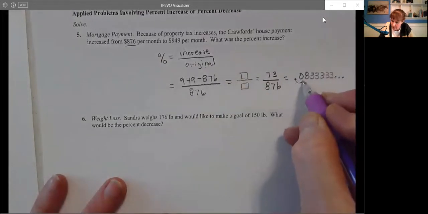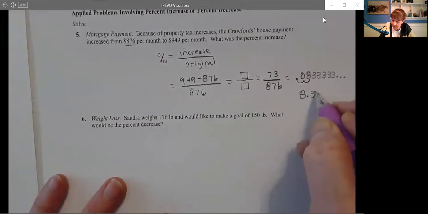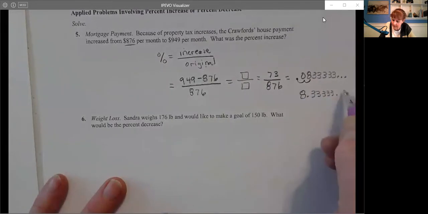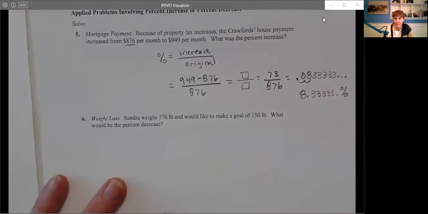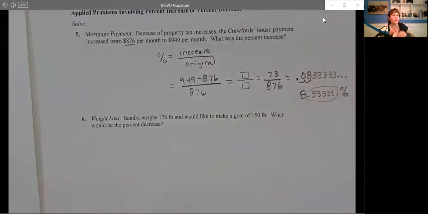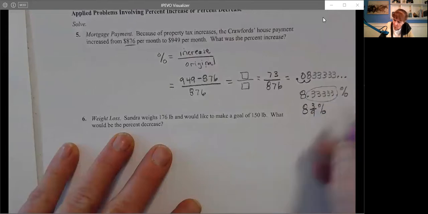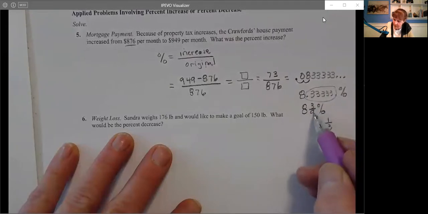So we're going to move this over twice. So we have 8.3333 repeating percent. Well, this right here is 3/9. Remember, like if you have 0.4444, it's 4/9, 0.55555, it's 5/9, 0.33333 is 3/9, but 3/9 can be reduced. Or 8 1/3. 3 goes into there once, 3 goes into there 3 times.